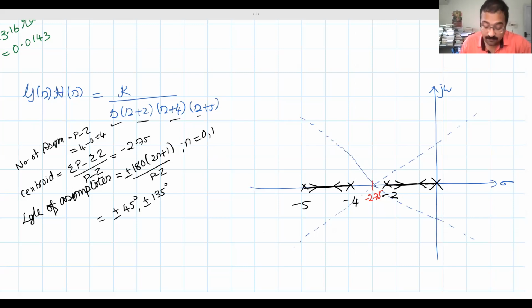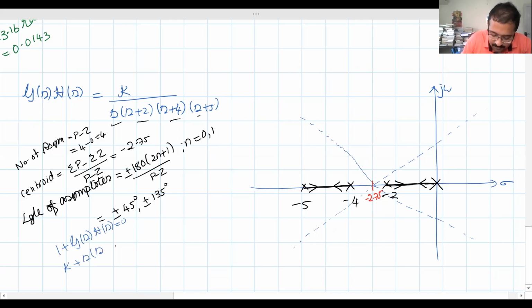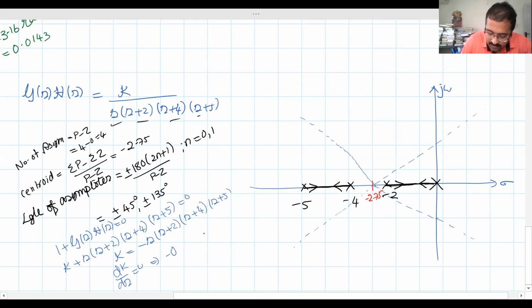What next? We have to find the breakaway point from the characteristic equation. 1 plus G(s)H(s) equal to 0. If you do that, you will get K plus S into S plus 2 into S plus 4 into S plus 5 equal to 0. So what is K? Minus S into S plus 2 into S plus 4 into S plus 5. Differentiate, dK by dS equal to 0. Right? So you will get 2 points. One is minus 0.7438 and the other is minus 4.5771. We get 2 breakaway points.